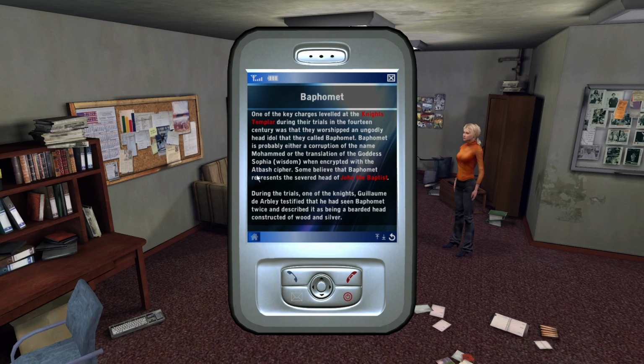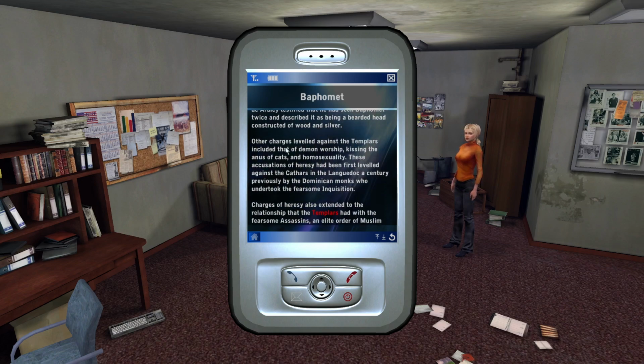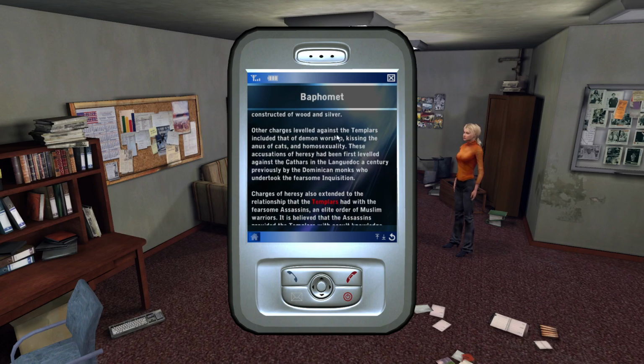Okay, let's read this. One of the key charges levelled at the Knights Templar during their trials in the 14th century was that they worshipped an ungodly head idol they called Baphomet. Baphomet is probably either a corruption of the name Muhammad or the translation of the goddess Sophia, when encrypted with the Atbash cipher. Some believe that Baphomet represents the severed head of John the Baptist. Okay. Different Baphomet heads. Fine. Let's just skim this.